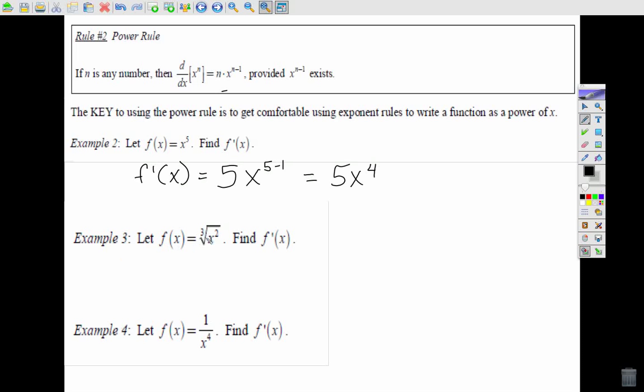All right, let's look at example 3. Let f of x equal the cube root of x squared. Find f prime of x. Well, this is one of those times when you really need to understand exponents.